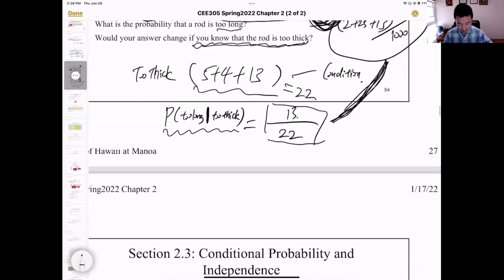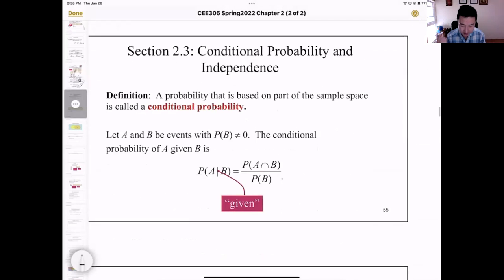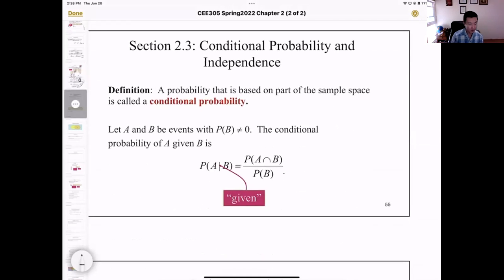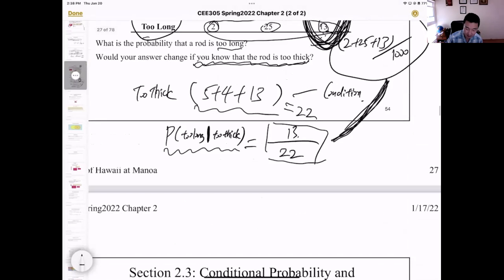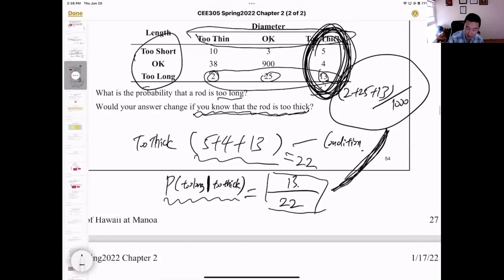And let's look at section 2.3, talking about conditional probability and independence. Definition: probability that is based on part of the sample space is called the conditional probability, such as the condition is the rod is too thick. Then part of the sample space will be 22, 5 plus 4 plus 13.